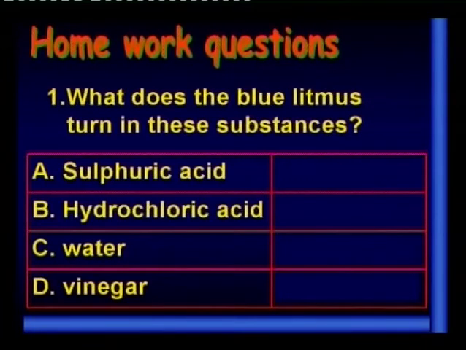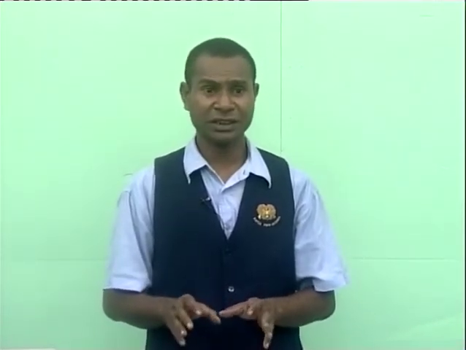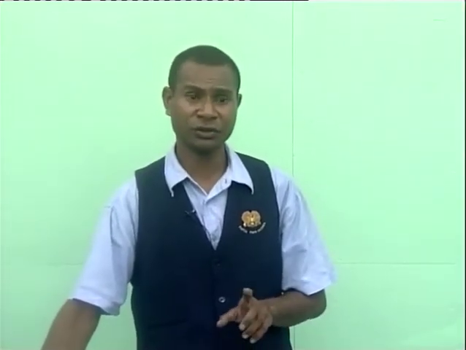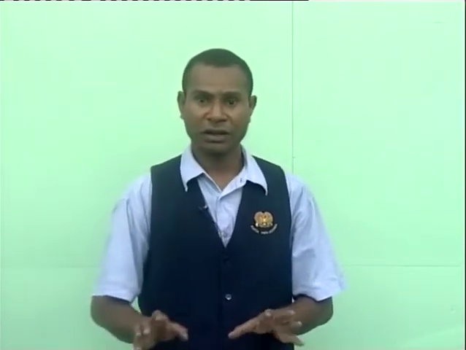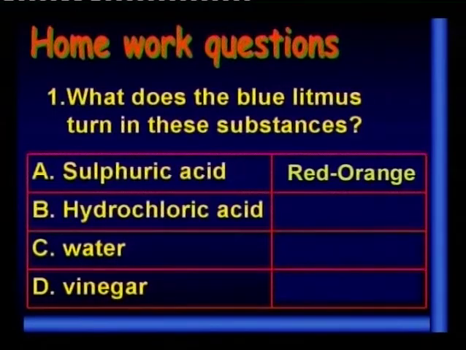Any answers? Yes? Thank you. Rachel? It changed color to red. Right, it changed to red when we put the blue litmus into the sulfuric acid. Some of you had pale orange, but generally it is red. So the orange color you saw is red. Orange is red, meaning that it is acid. Now what did we look at? What did we find in the hydrochloric acid?